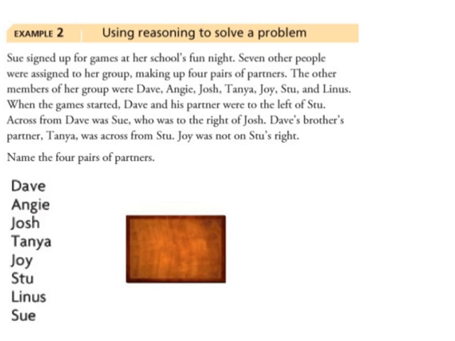So we're going to start off. When the game started, Dave and his partner were to the left of Stu. So if Stu was right here, Dave was to the left of Stu. So we have Dave and we have Stu then. Across from Dave, that means on the other side, was Sue, who was to the right of Josh. Now, that means Josh had to be a partner with Stu, because Sue was to the right of Josh. There you go. So we have Josh crossed off, and we have Sue crossed off.